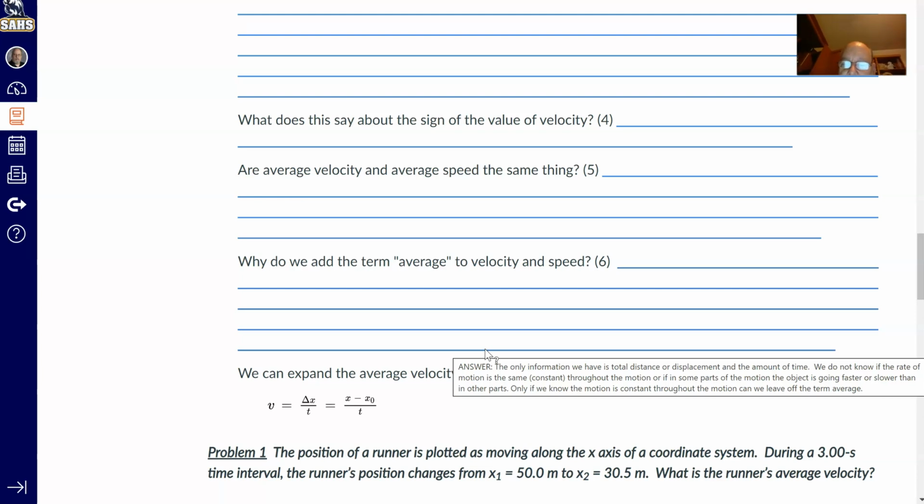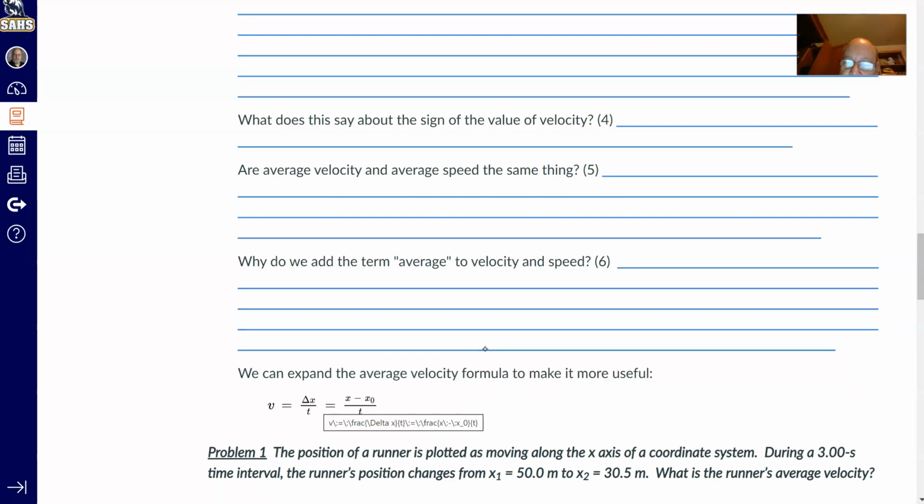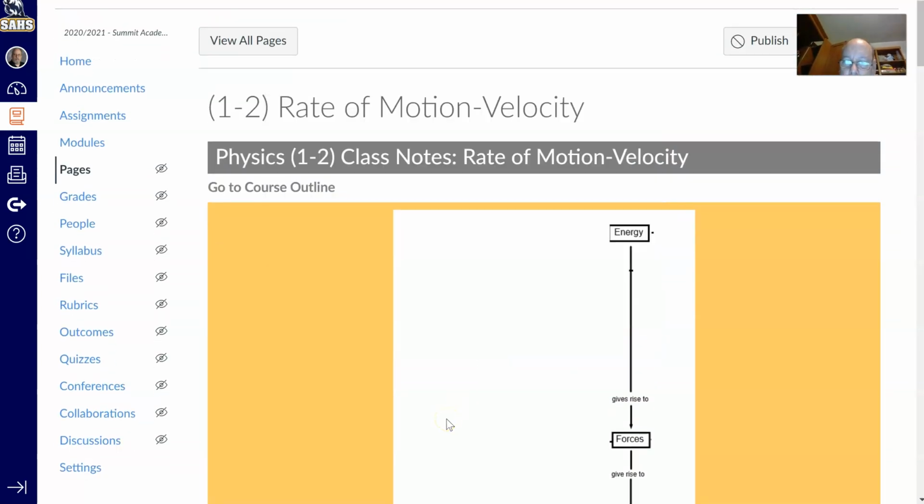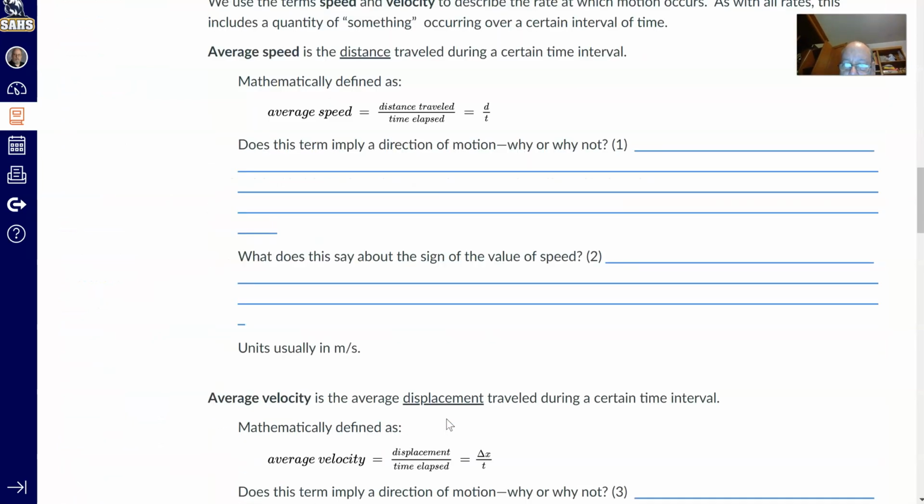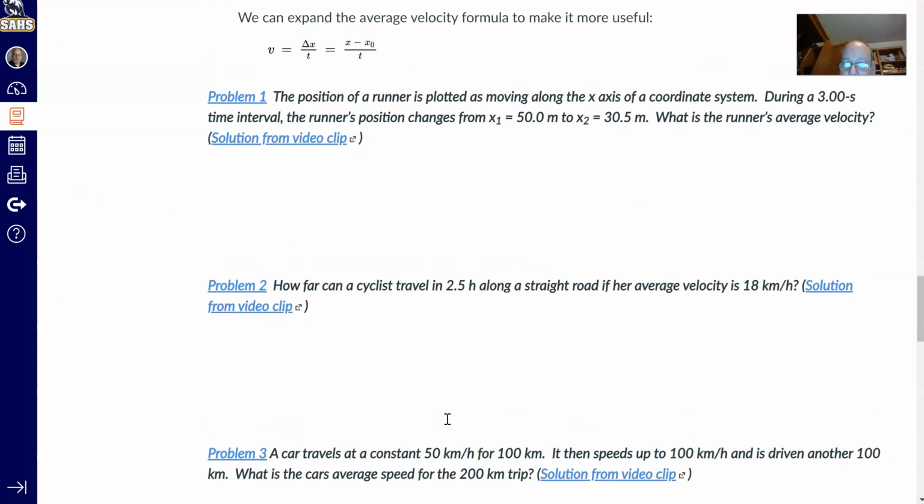Okay. Now, the last thing we can do as far as our velocity formula is expand it a little bit. We can say that delta x equals x minus x0, over time. That's going to make this a little more useful, and you'll see how as we go through a couple of problems. Okay, so if we go back to our problems here.